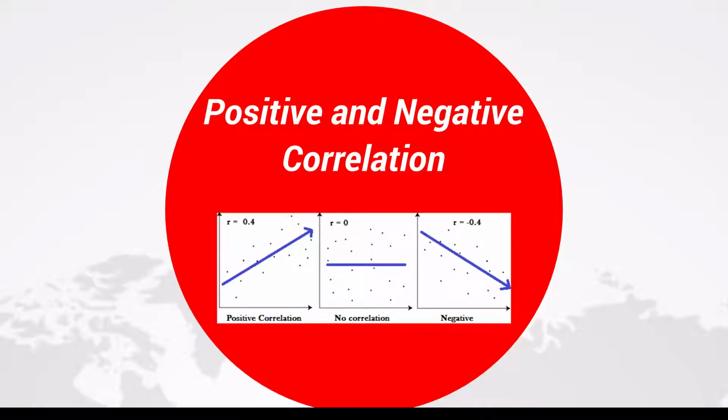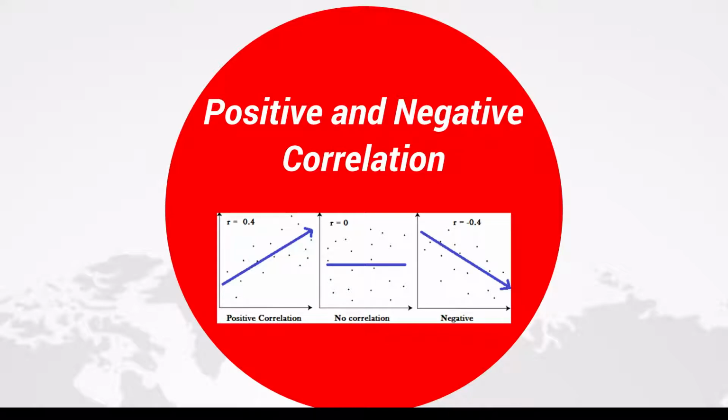There are two types of correlation: a positive correlation, which is usually indicated by both the independent and dependent variable increasing or decreasing. The second type of correlation is a negative correlation, which is indicated by one variable increasing and the other variable decreasing.